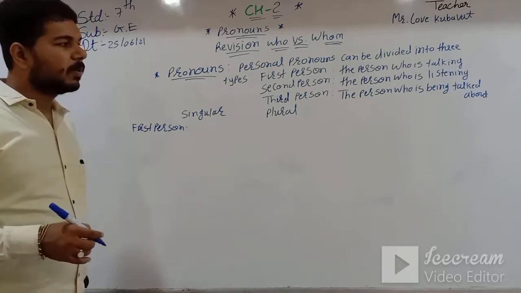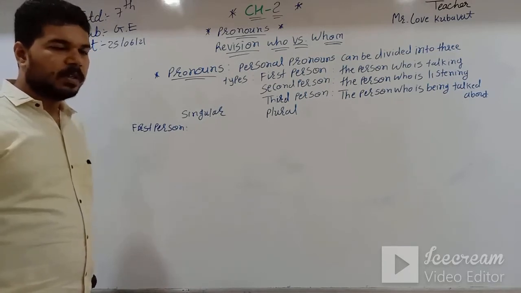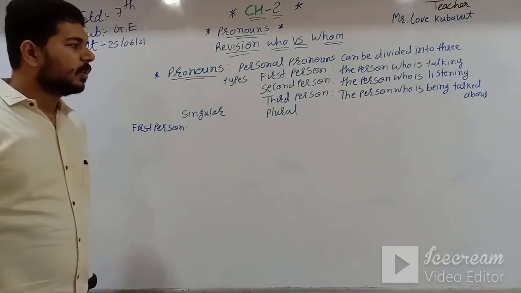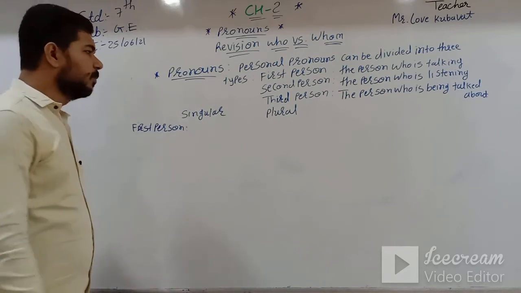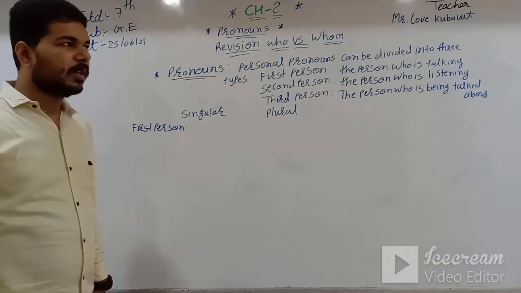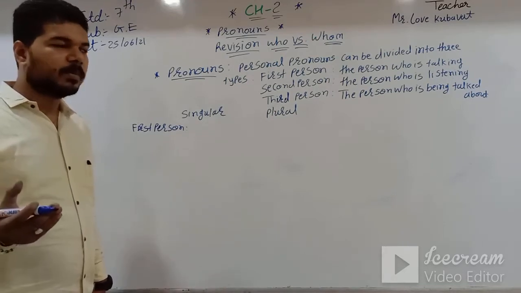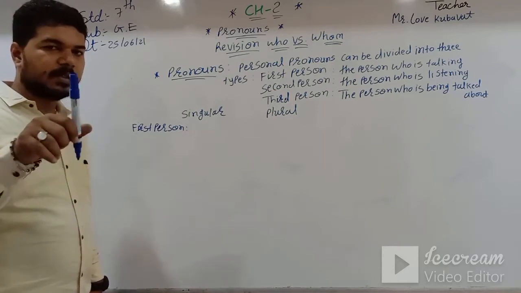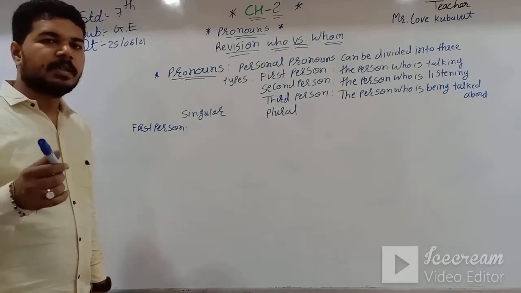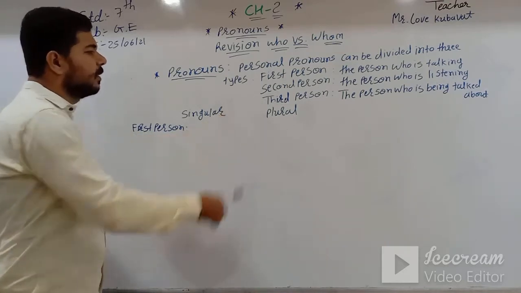If we talk about Sujal, then Sujal is a third person. If we talk about Puja, then Puja is a third person. If we talk about a narrator, a cat, dog, cow, buffalo, or non-living things like marker, board, pen, benches, these are non-living things. We also talk about them, so they are the third person.